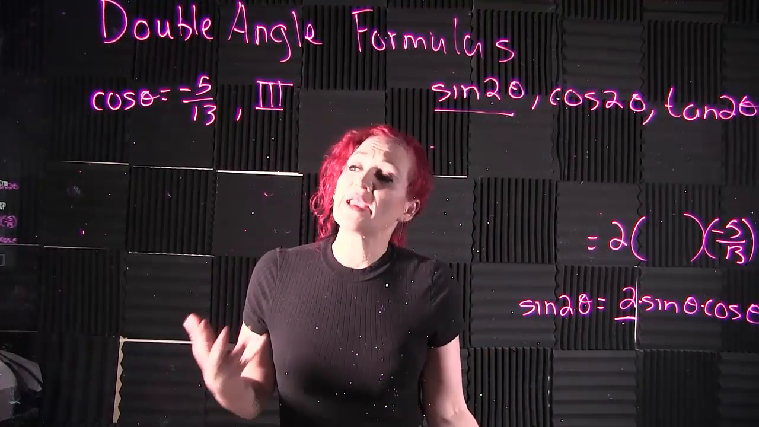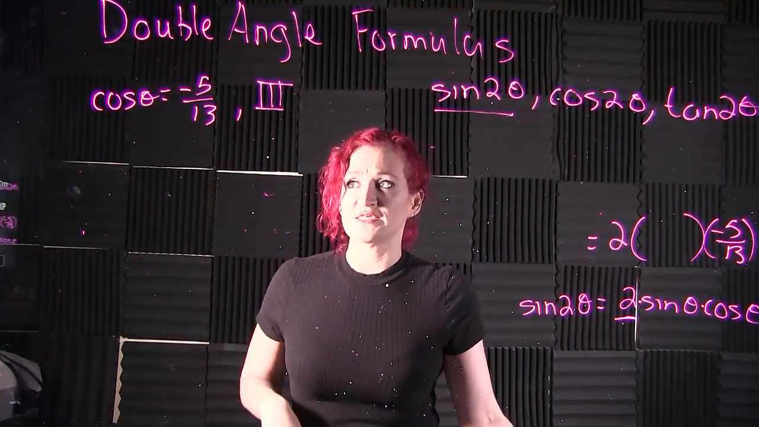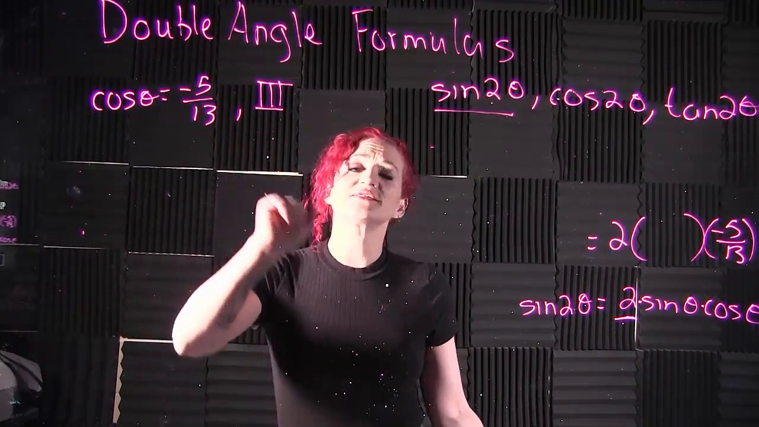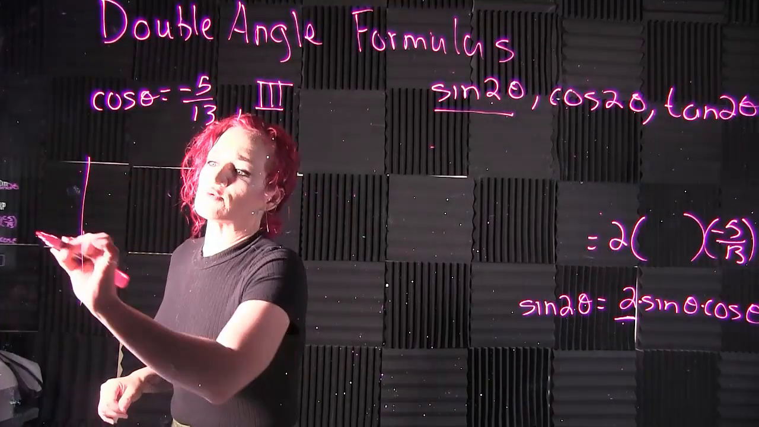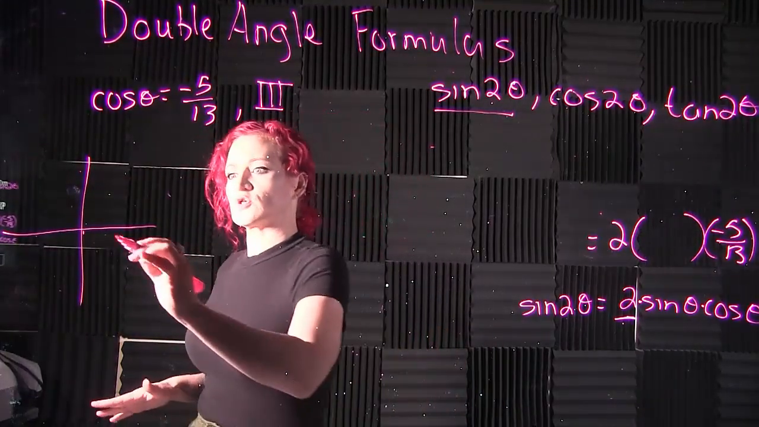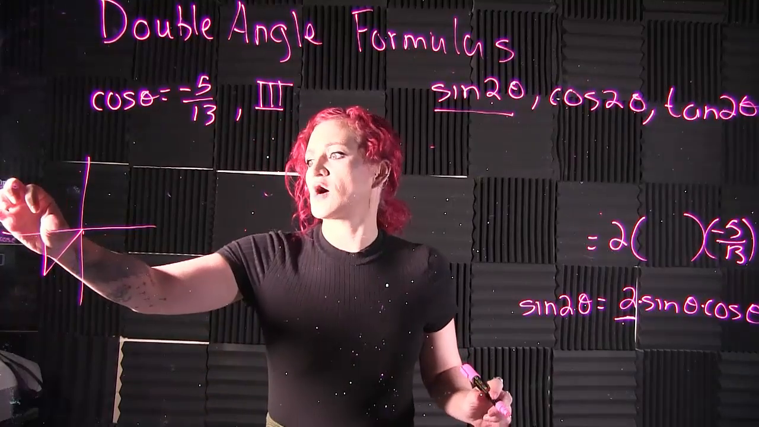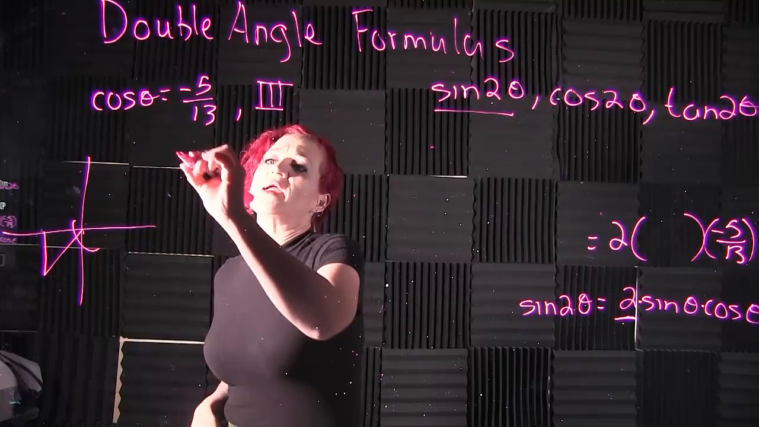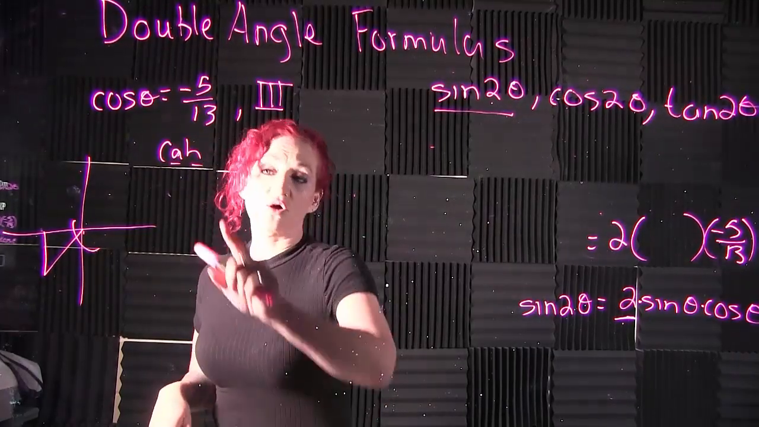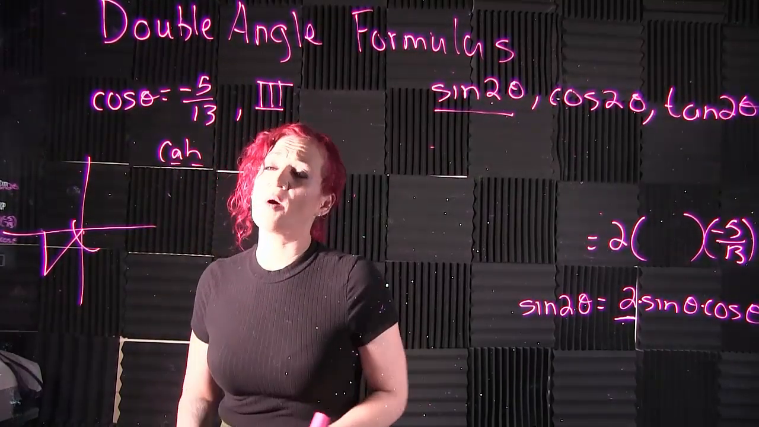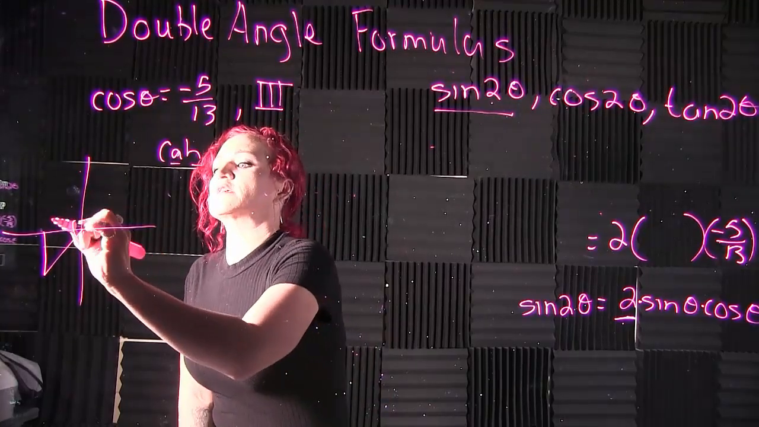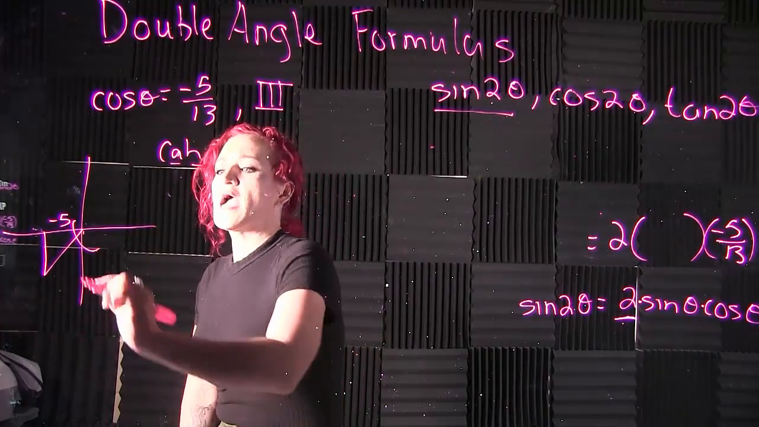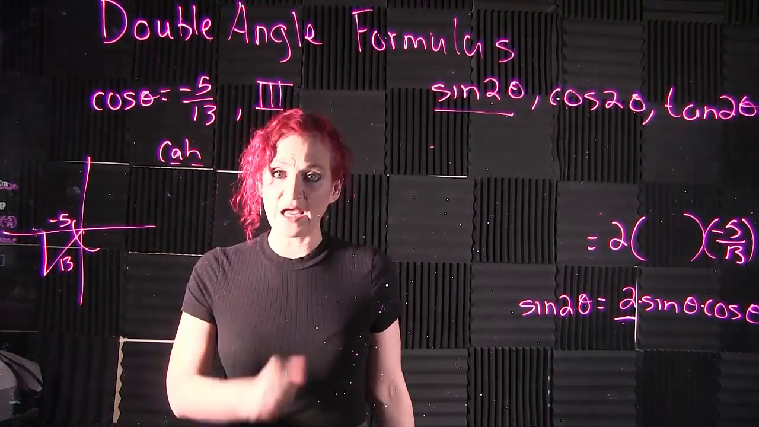Based off what they've given us, cosine theta is equal to a negative 5/13, and it is in quadrant 3. So I'm going to draw this out a little bit here. Quadrant 3 is this quadrant right over here, so this is going to be our angle. Now cosine is SOHCAHTOA. Cosine is adjacent over hypotenuse. Adjacent is right over here. That's going to be our negative 5 since it is our negative direction, and our hypotenuse is going to be a 13.